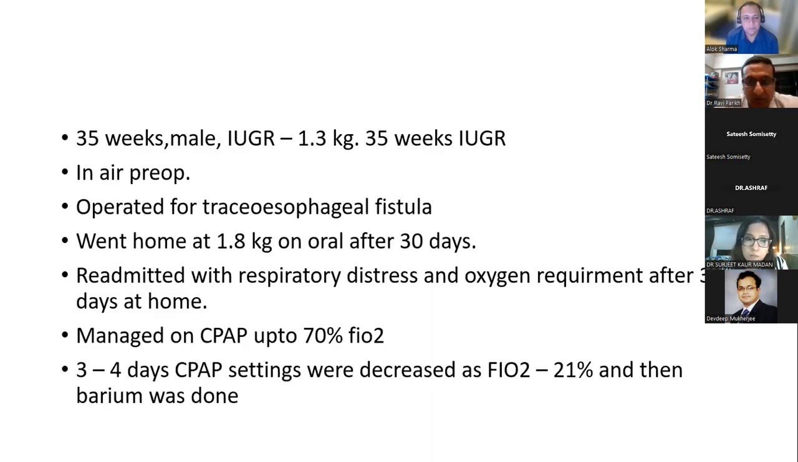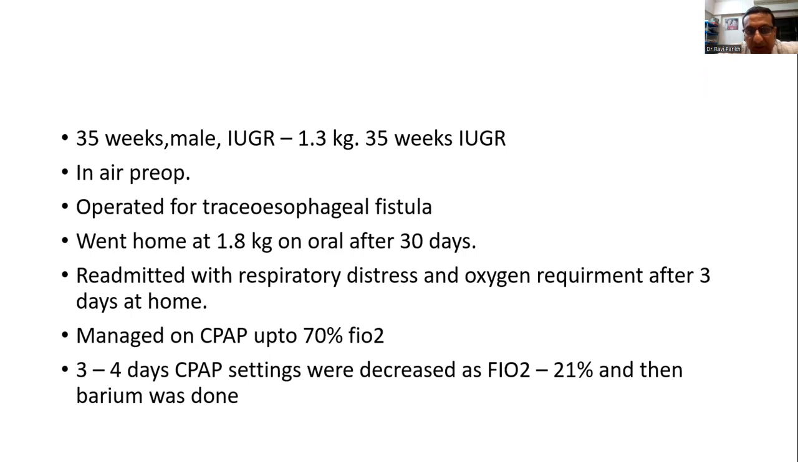Thank you very much. This was recently when I started scanning. We had a 35-week male, quite a huge year, 1.3 kg, and we were able to pass the treatment. Preoperatively he was in care. After the operation, 5 days, and then with oral feeds also, because he was IUGR, almost 39 days, he was taking oral well, and he went home.